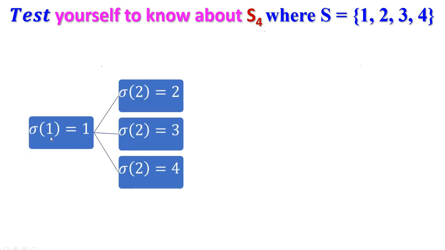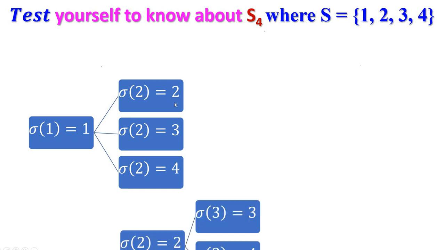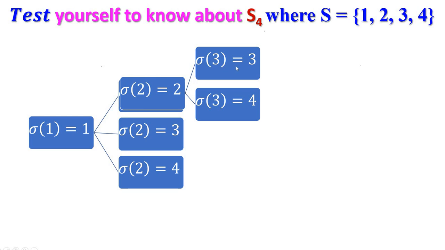So here again, we can suppose I have my sigma taking 1 to 1. Then the choices for sigma to take 2 could be 2, 3, 4. Suppose I have 1 being taken to 1, 2 being taken to 2, then how will my sigma 3 be? Sigma of 3 will be 3, or it can be 4.